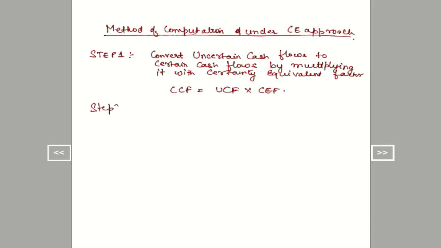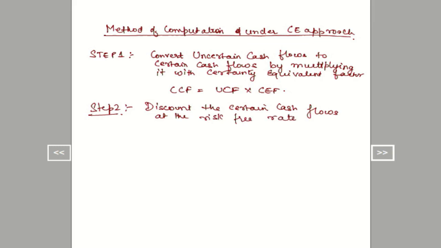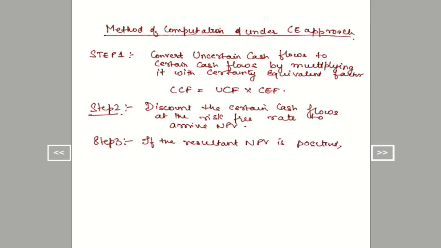Now step number 2. After computing the certain cash flows, you have to discount, that is, you have to find out the present value, discount the certain cash flows at the risk-free rate to arrive at NPV. Step number 3: if the resultant NPV is positive, the project can be accepted.